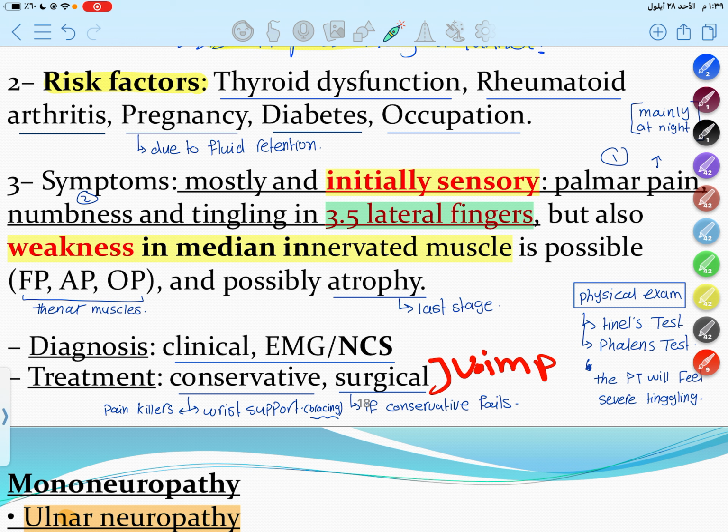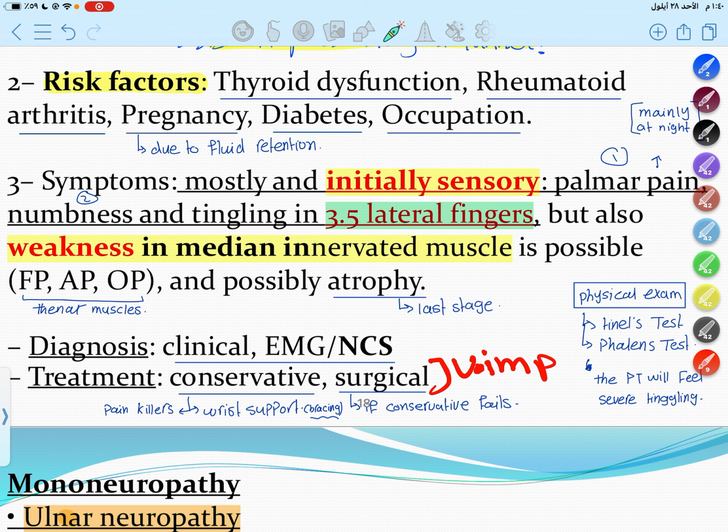This is diagnostic. And prognostic: it also categorizes the type of the carpal tunnel, whether it's mild, moderate, or severe, depending on the degree of the blockage and delay in the conductivity of the median nerve. So this is very important for the nerve conduction study. Also the EMG, because you study the muscles which are supplied by the median nerve.